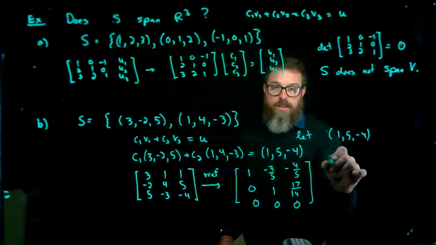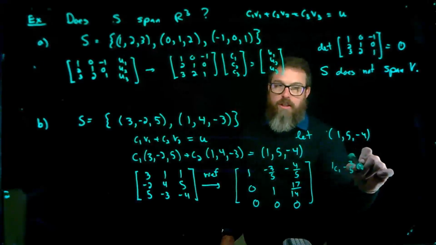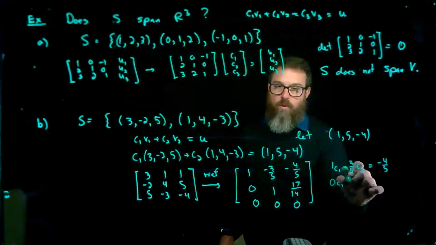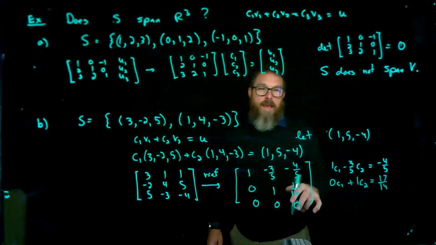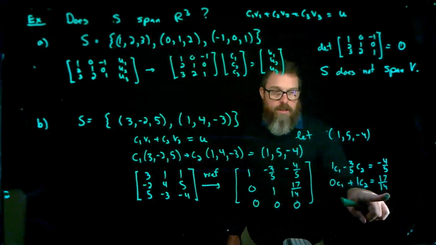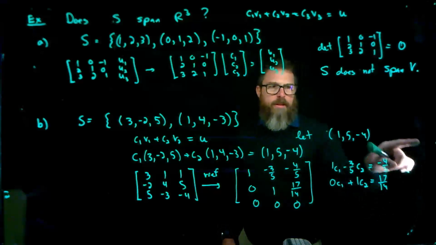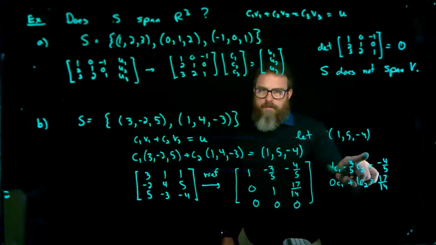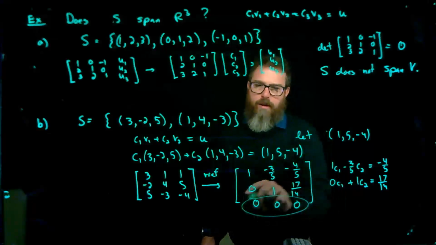So really what this says is 1C1 minus 3/5 C2 is equal to minus 4/5. And then this says 0C1 plus 1C2 is equal to 17/14ths. And I know that C2 is equal to this particular number, so I found a C2. And I could plug that back into here and also find the C1 that works. Now, I did basically show that this works because I didn't get some kind of problem down here.